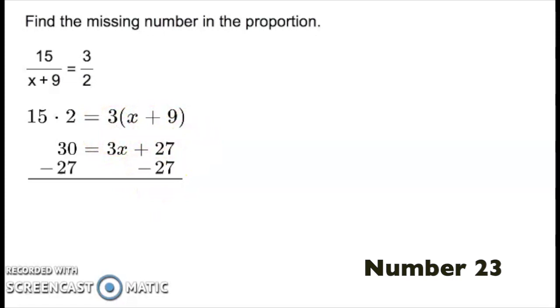Subtract 27 from both sides. You'll get 3 equals 3x. Divide both sides by 3. And x is going to equal 1. So that's going to be the answer.